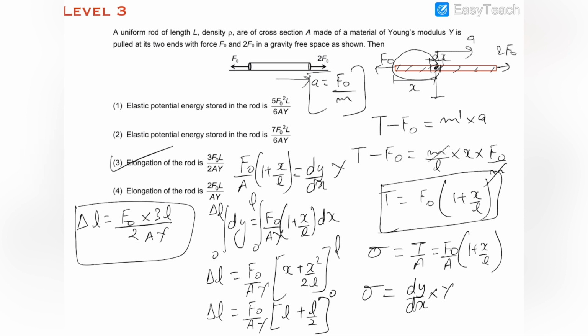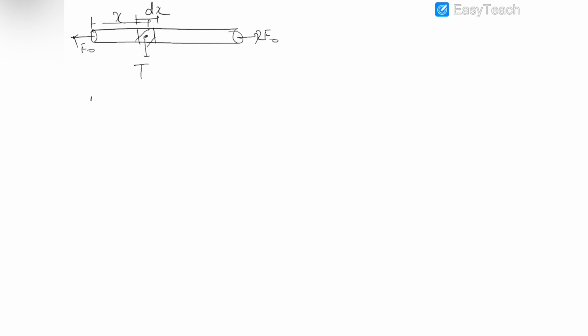Now let us find the elastic potential energy stored in the rod. For this, we again draw the diagram of the rod, and at this point, which is at a distance of x from this end, the tension developed at this point is T. And let us again imagine an element of width dx. So we know that the energy density is equal to half stress into strain.